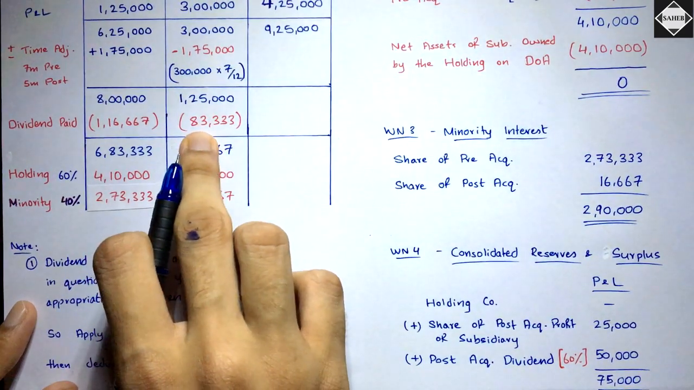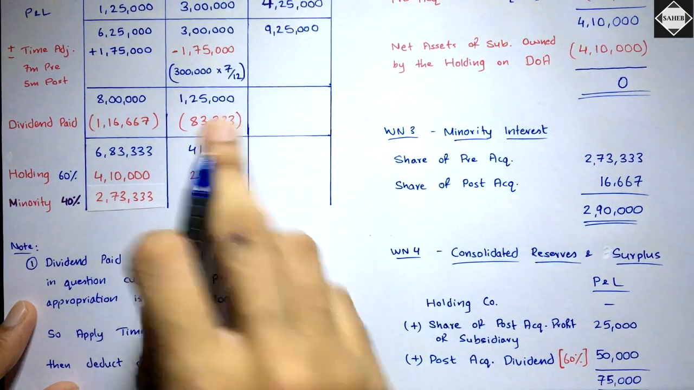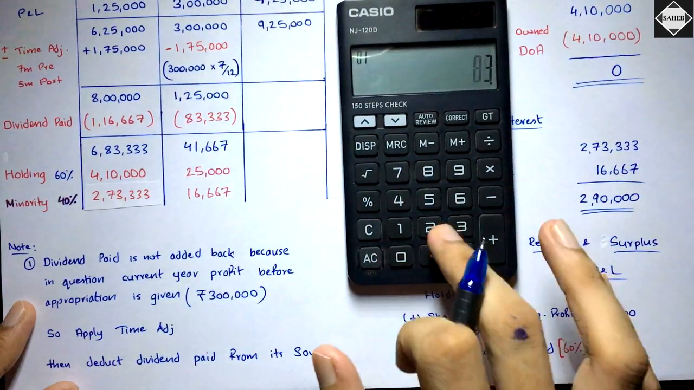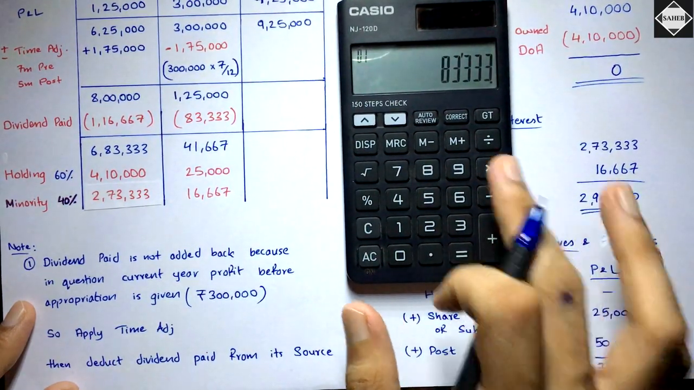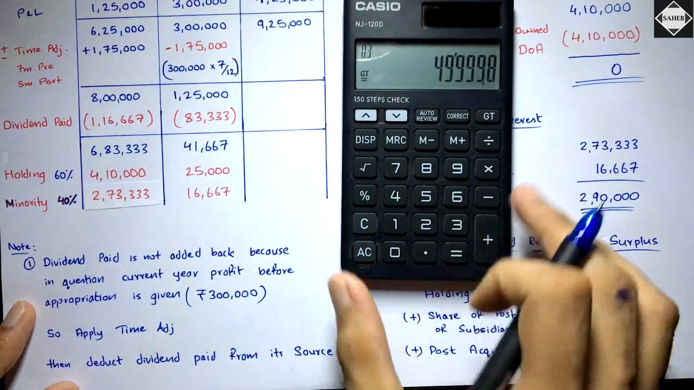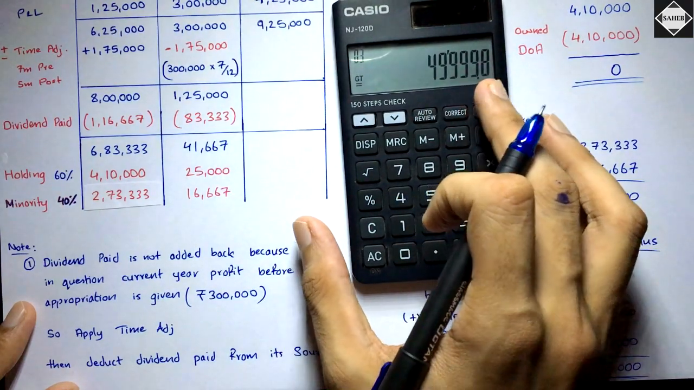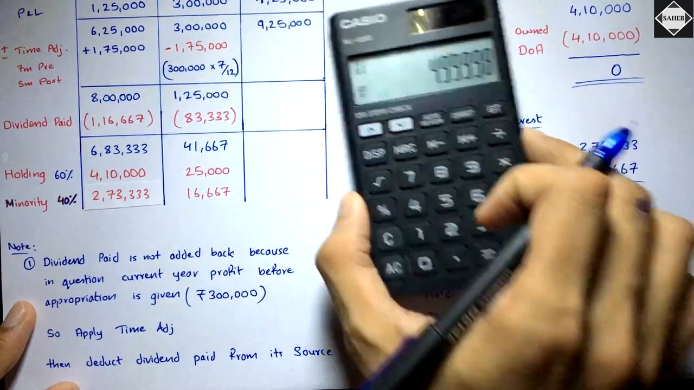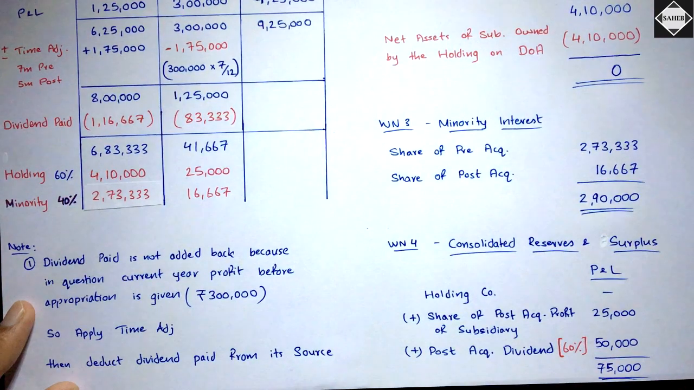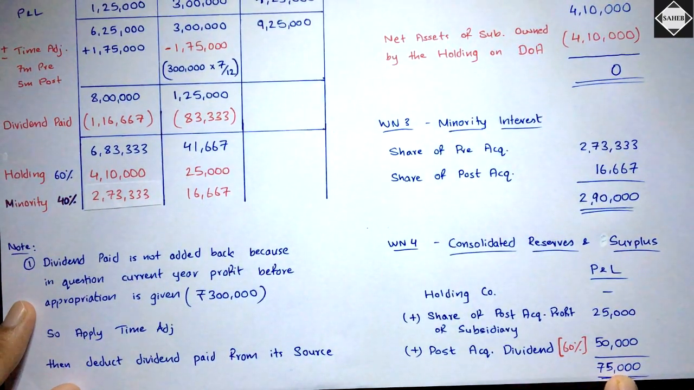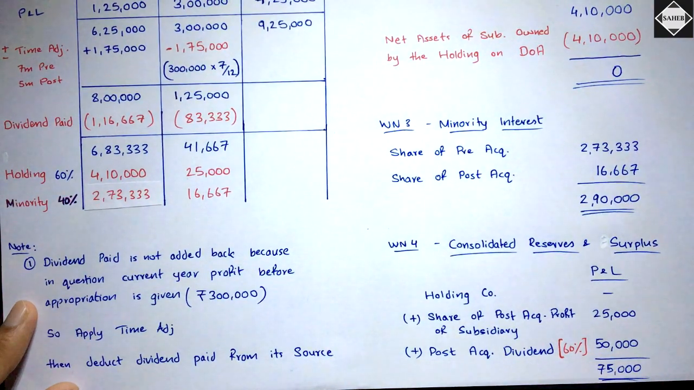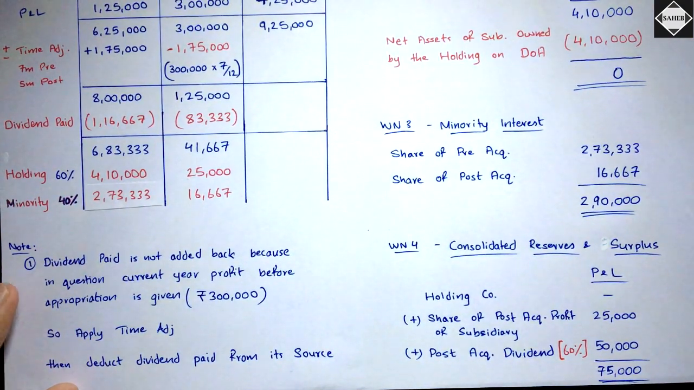And then you will add the post-acquisition dividend. Post-acquisition dividend. Is it entirely? No. 83,333 into 0.60, only 60%, that is equal to 49,999.8. So let's just say 50,000. Yeah, 50,000 you will add. Simple. So 25 plus 50, that's equal to 75,000. So do you understand now? You understood the most important part over here.